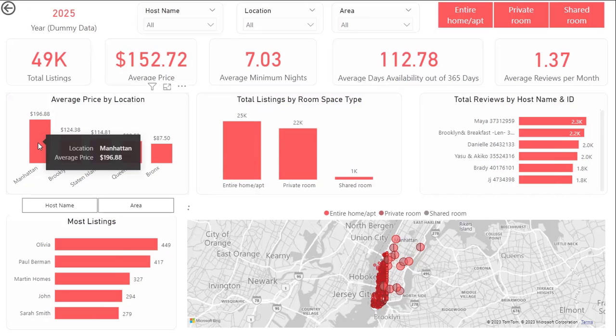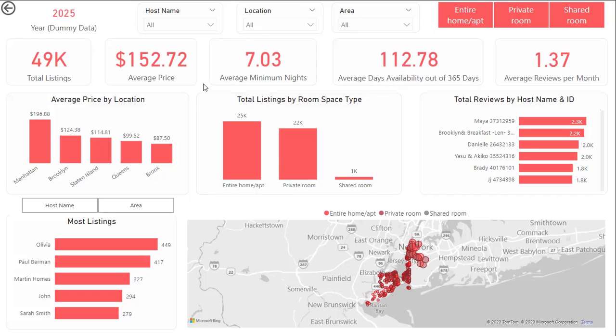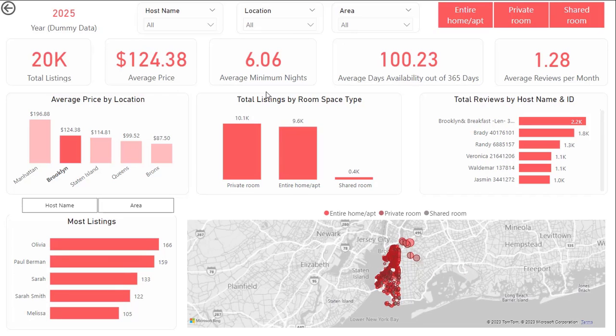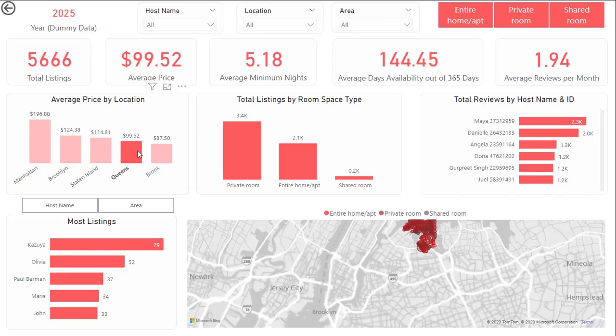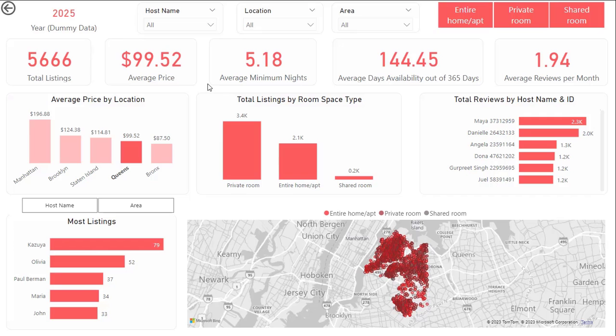And most importantly, if you are in this business, you would always need to see how many minimum nights people are willing to spend. So generally, overall it is 7 nights people are spending in the state of New York. This is dummy data, so just remember that when analyzing, most of the data is dummy. So the point here is that if we, for example, look at Brooklyn, we can see 6 nights are spent at minimum on average. Same thing for Queens, almost five nights, etc.